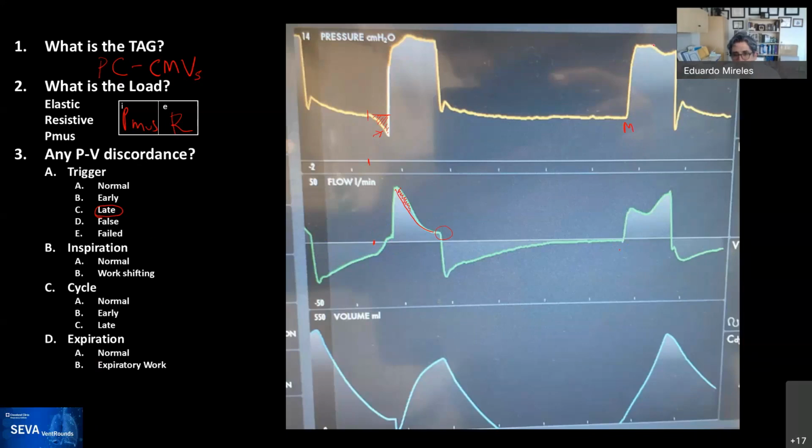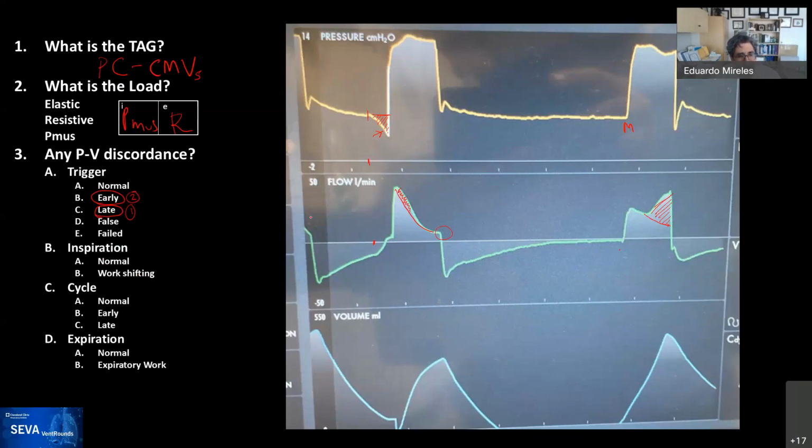And then as the breath goes, you will see that suddenly there is an increase in flow, all of which should have been decaying. All of this is actually PMOS, and you can see the corresponding drop of pressure on the breath right there. So when you see a mandatory followed by a patient, that is called an early trigger. So the first one is a late trigger, the second one is an early trigger.